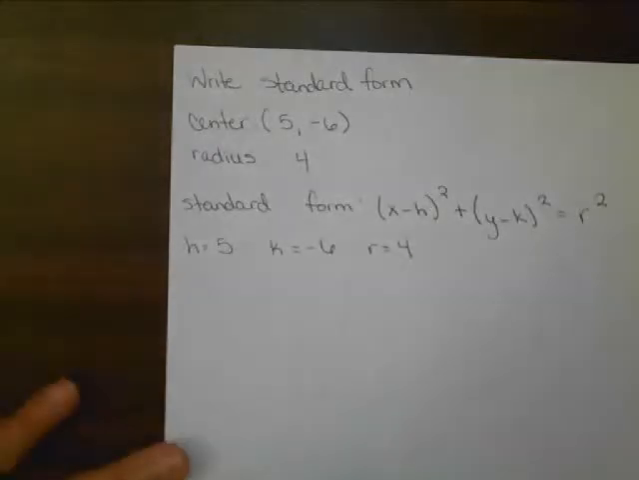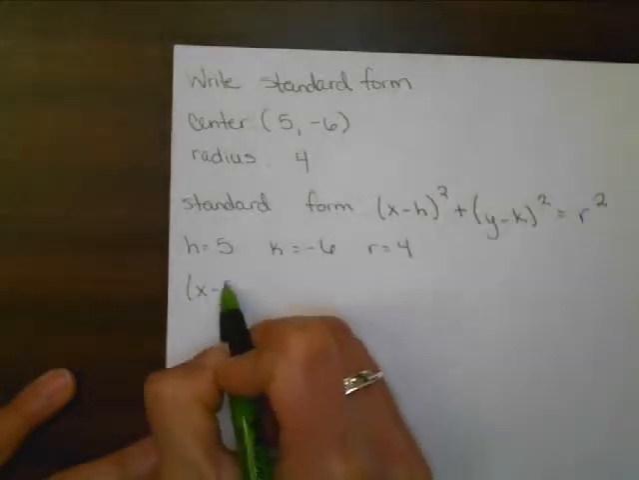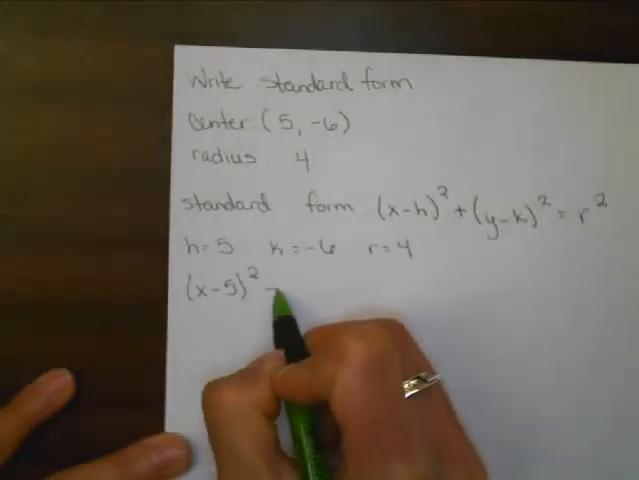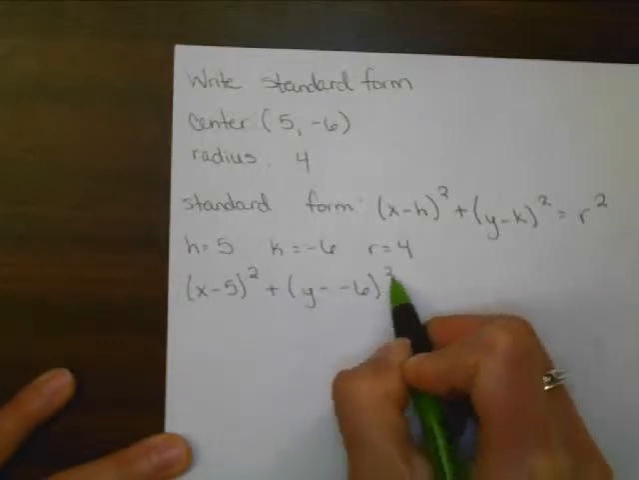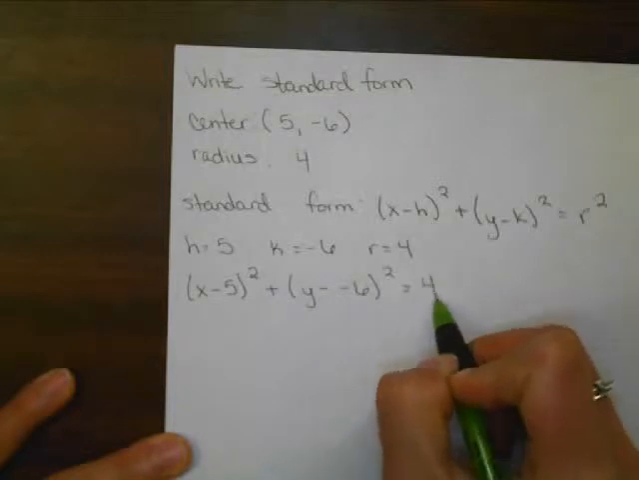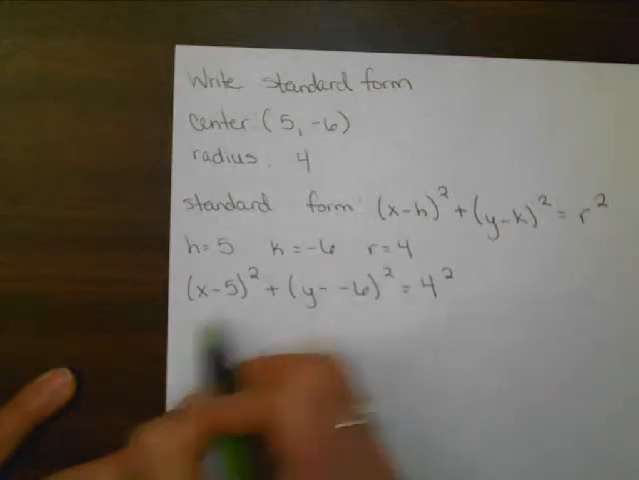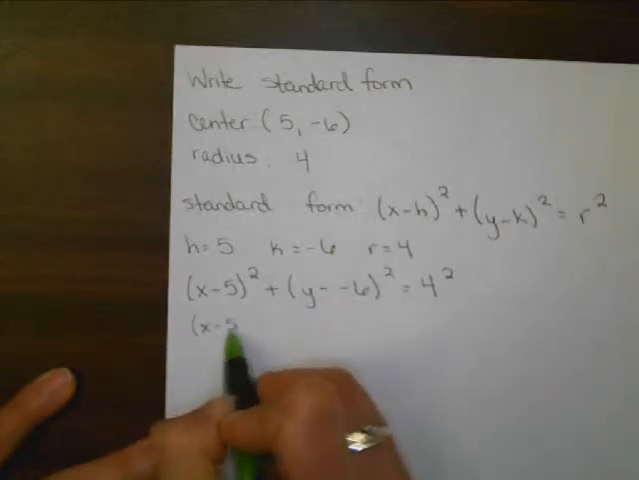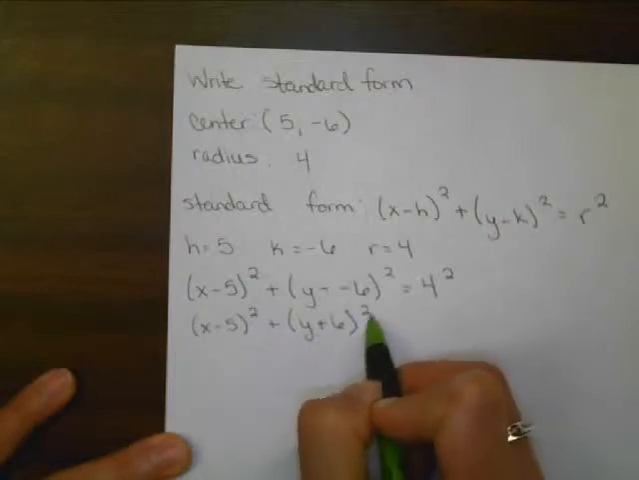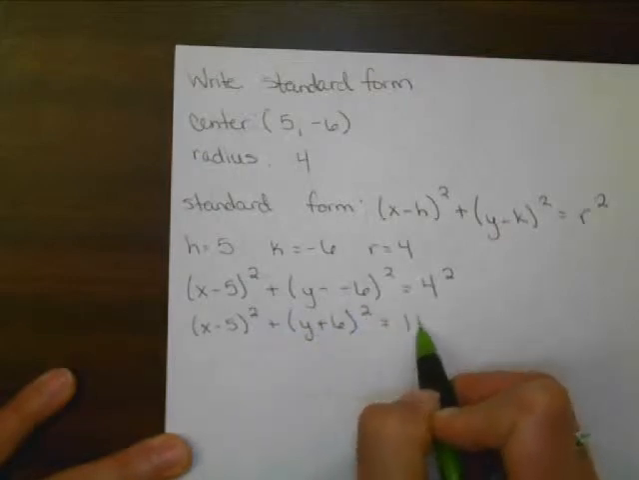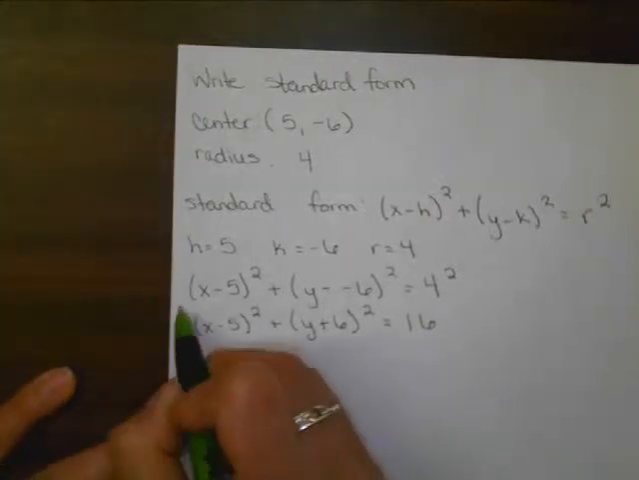So now all I'm going to do is plug those into my format here. So I have x minus h, so that's going to be (x - 5)^2, plus y minus k, which is -6, squared, equals r squared, so that's 4 squared. Well, y minus a -6 makes a positive, so I'm left with (x - 5)^2 + (y + 6)^2, and that's going to equal 16, because 4 squared is 16. So this is my answer.